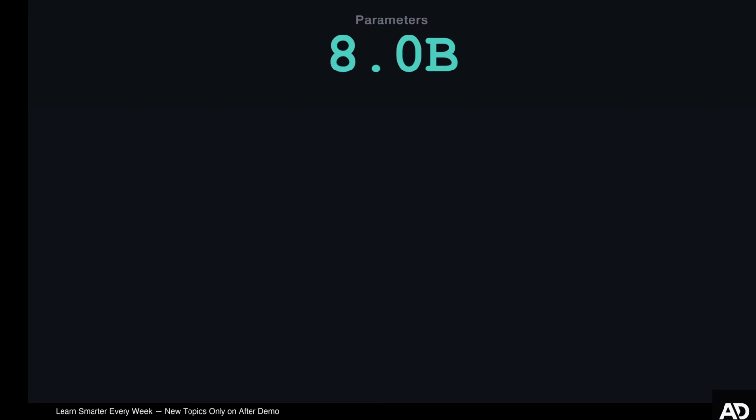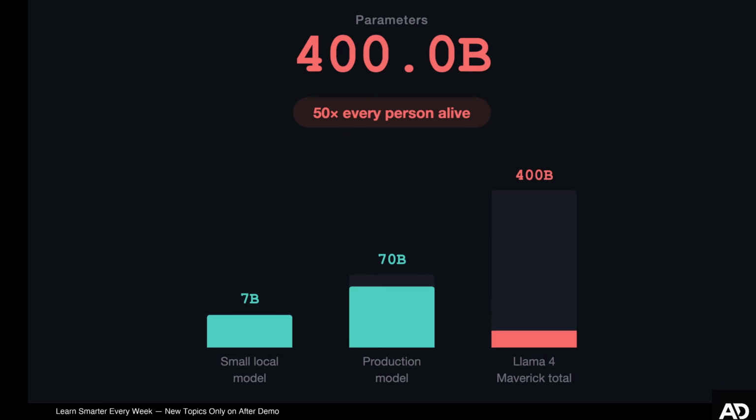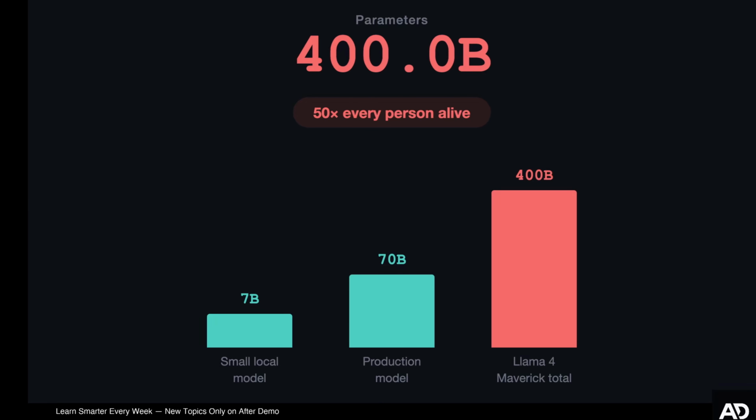8 billion, that's roughly every person on the earth. Pause and picture that. Every human who has ever sent a WhatsApp message, every doctor, every child: 8 billion. A 7 billion model has nearly that many frozen numbers. A 70 billion model has about 9 times that. Llama 4 Maverick, 400 billion total, 50 times every person alive.